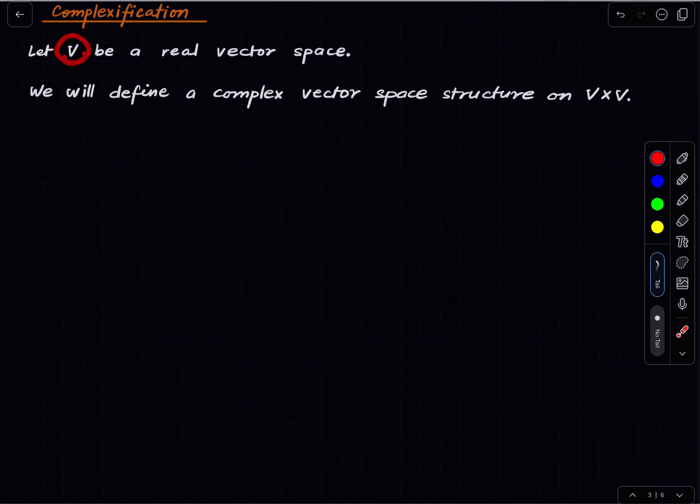So fix a real vector space V. We will define a complex vector space structure on this Cartesian product, V times V. There is already a real vector space structure here, namely that of the direct sum. So this as a set is the same as that, and therefore there is a real vector space structure here. But we will endow this with a complex vector space structure. And for convenience, let me call this W.